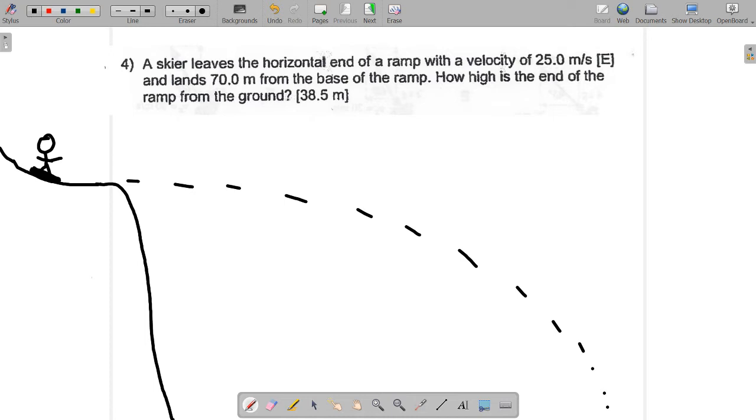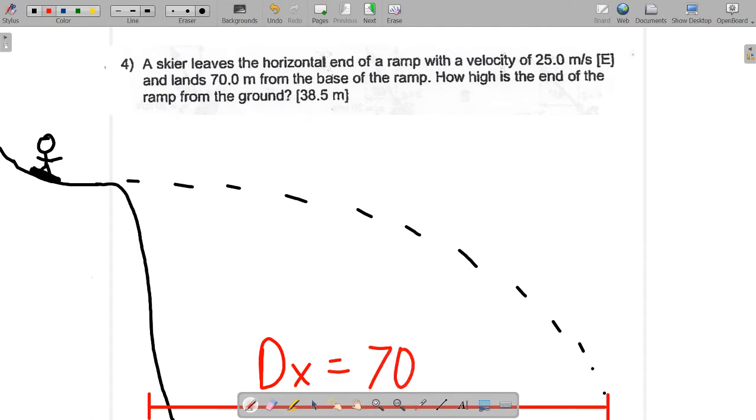Now, we are told in the problem the distance in the x direction that the skier traveled. So the distance from here to here is approximately 70 meters. So that's our distance in the x direction, 70 meters.